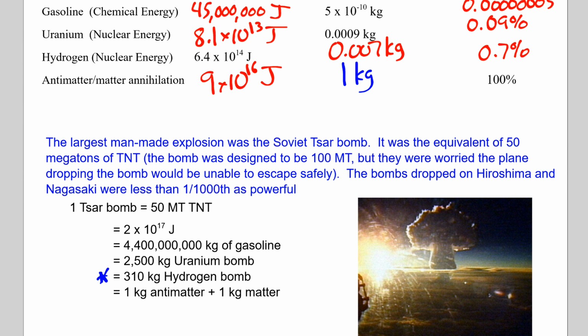This is the same as 4.4 billion kilograms of gasoline, a 2,500 kilogram uranium bomb, or a 310 kilogram hydrogen bomb. I put a star there because that's what it was. It was a hydrogen bomb. And you could do the same thing with 1 kilogram of antimatter, which is just crazy.